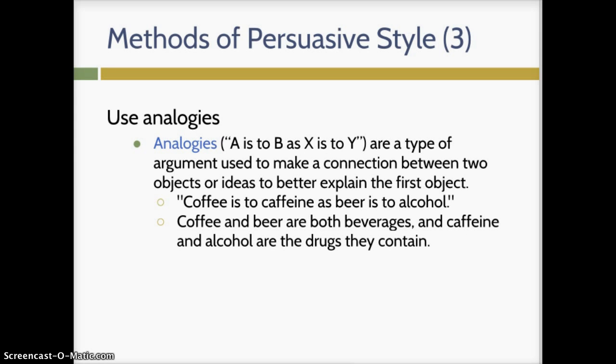Third, use analogies. Analogies like similes follow a formula. Their formula is A is to B as X is to Y. An analogy is a type of argument used to make a connection between two objects or ideas to better explain the first object. For example, coffee is to caffeine as beer is to alcohol. Coffee and beer are both beverages, and caffeine and alcohol are the drugs they contain.